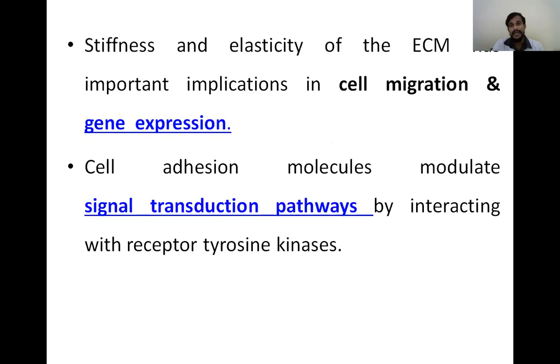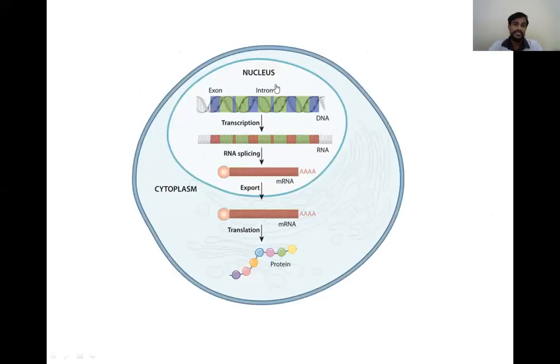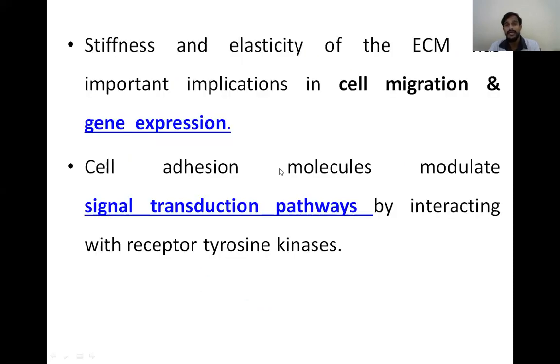So the stiffness and elasticity of the extracellular matrix is important in cell migration and gene expression. The stiffness and elasticity, which are due to collagen and elastin, are very important for cell migration and gene expression. We know what cell migration is during embryogenesis: it is necessary for the formation of different tissues and organs. And what is gene expression? It is nothing but the process from DNA to mRNA to the formation of the final protein. So for this gene expression also, this ECM is necessary.